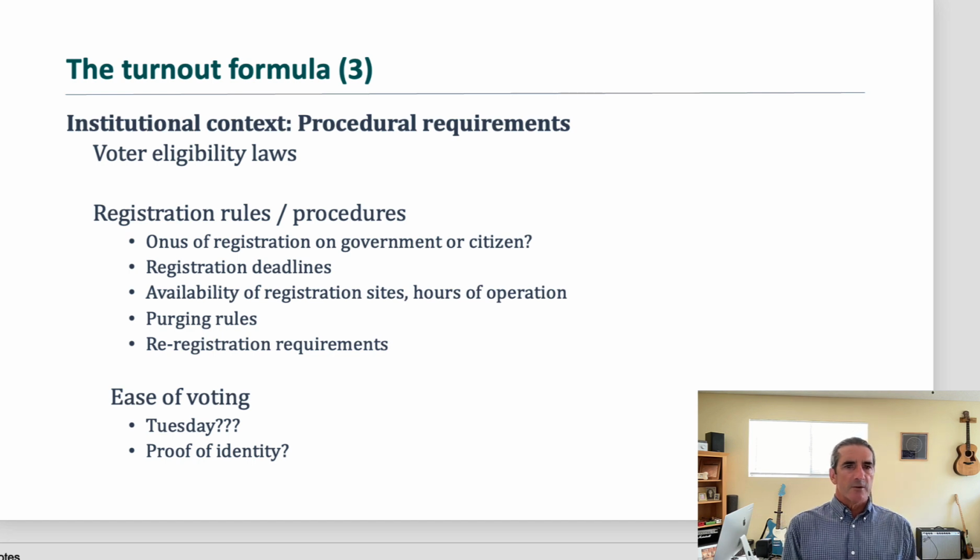If voter registration rolls are purged periodically, what are the rules for doing so? How easy is it to re-register if you've been purged? Does your country vote on a Tuesday for some strange reason? Does your country require some kind of proof of identity in order to be allowed to vote? Getting at a couple things we'll talk about later. There's been a ton of research, decades of research in political science on all these things.